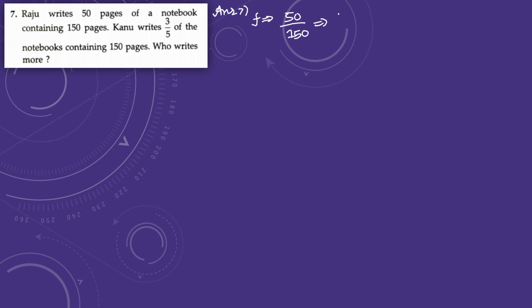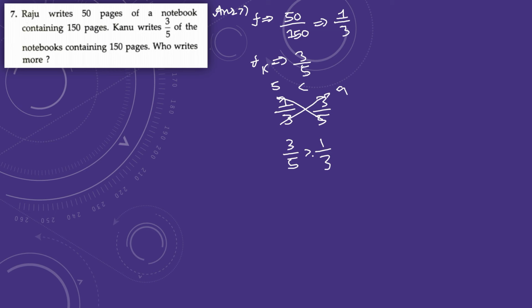So it will give me 1/3. And for the fraction of Kanu, it is already 3/5. So now we are going to compare 1/3 with 3/5. If I multiply 3 times 3, that becomes 9, and 5 times 1 becomes 5. So as 9 is more than 5, obviously 3/5 would be greater than 1/3.